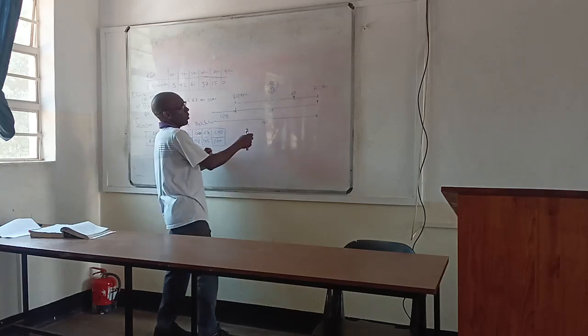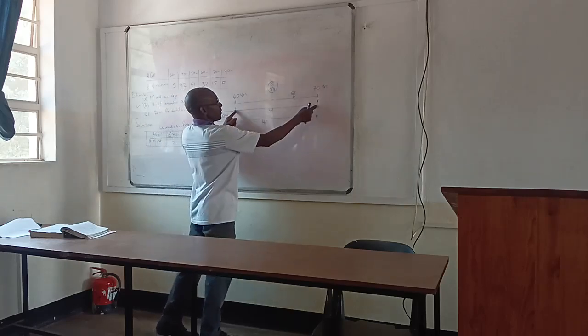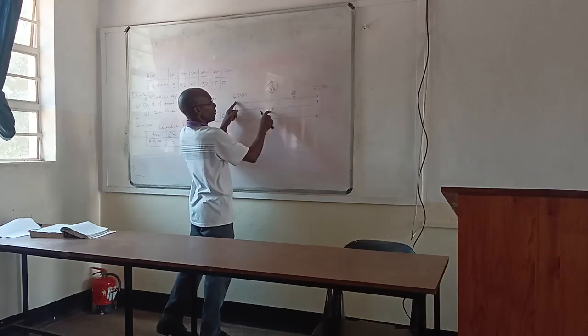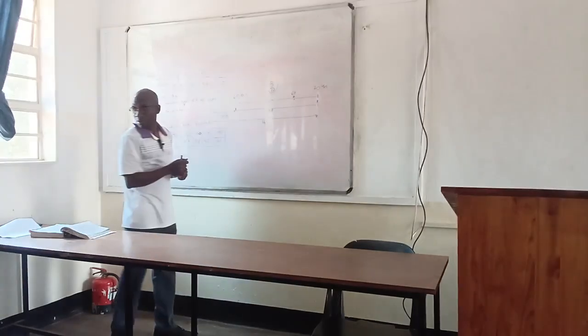Good. Now, if from here to here it is 37, and the fraction from here to here is 7 over 10, therefore, to find the number of people from here to here, it is going to be 7 over 10 of 37. You know that? Right?